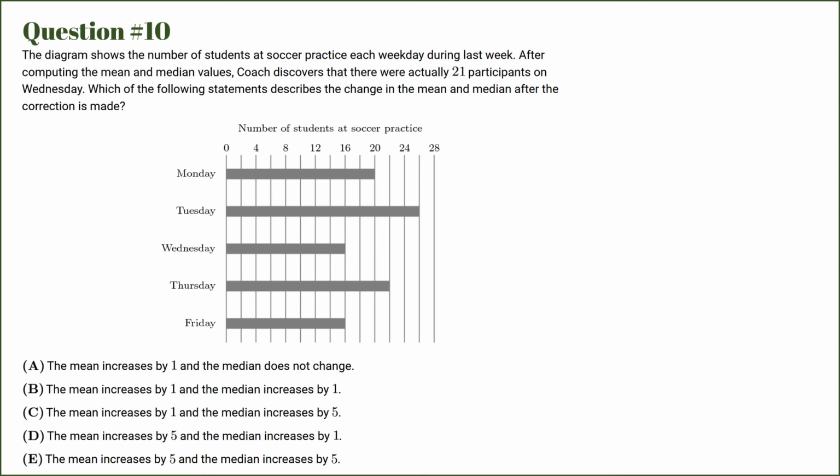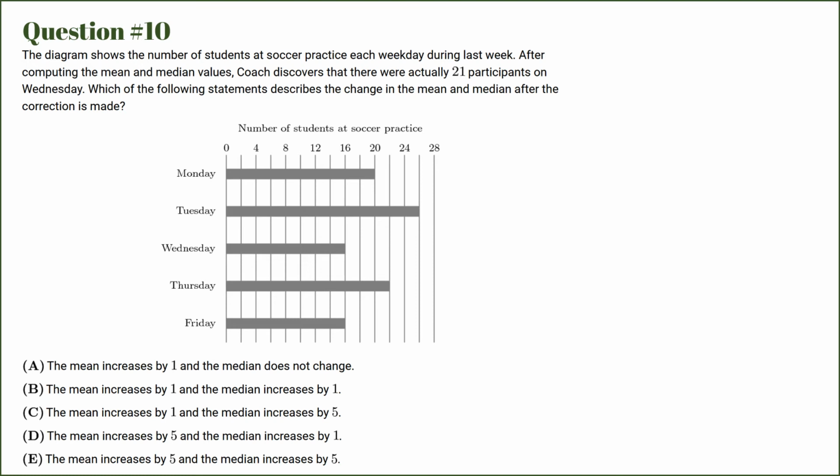Question 10 states, the diagram shows the number of students at soccer practice each weekday during last week. After computing the mean and median values, coach discovers that there were actually 21 participants on Wednesday. Which of the following statements describes the change in the mean and the median after the correction is made? Okay, so let's find the mean and the median before the correction is made first.